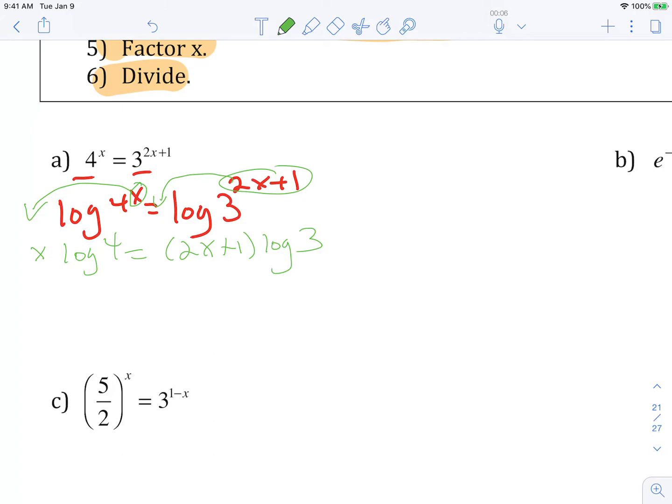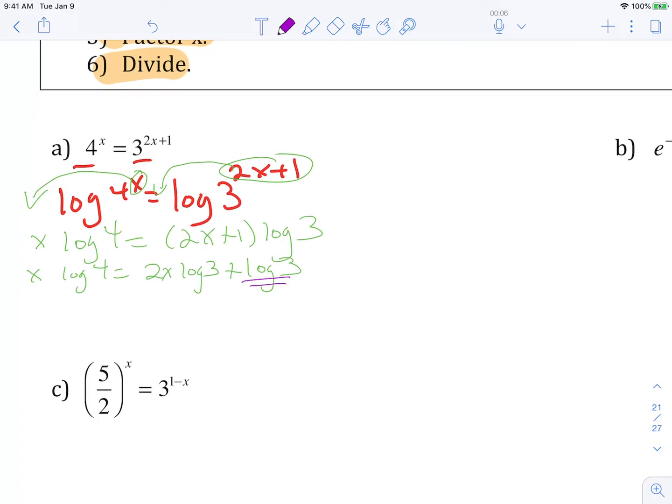And now I distribute over here, x log 4 equals 2x log 3 plus log 3. Remember, this is just a number. It's totally fine to have that. Okay, so now I got to get x by itself. So I'm going to bring this over, all the non-x terms on one side, all the x terms on the other side. So I have x log 4 minus 2x log 3 equals log 3.